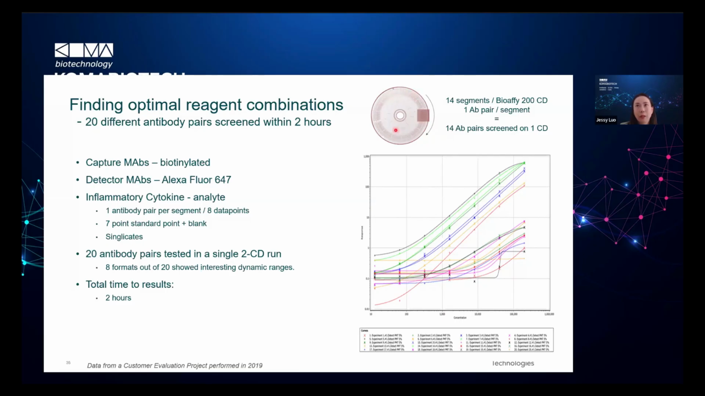So on this CD, for example, this is a 200 CD, so it has 112 data points, and it has 14 segments. For these 14 segments, we could use 14 antibody pairs. So if you use this one CD to screen, you can have 14 antibody pairs screened within 1 hour. And here, this case is to screen 20 antibody pairs. Then they use only 2 CDs and finish all this screening within 2 hours.